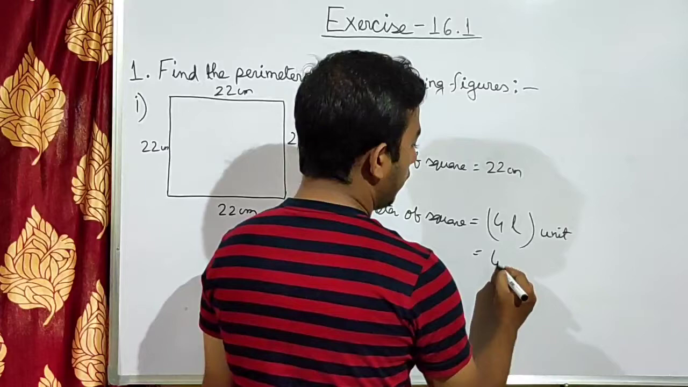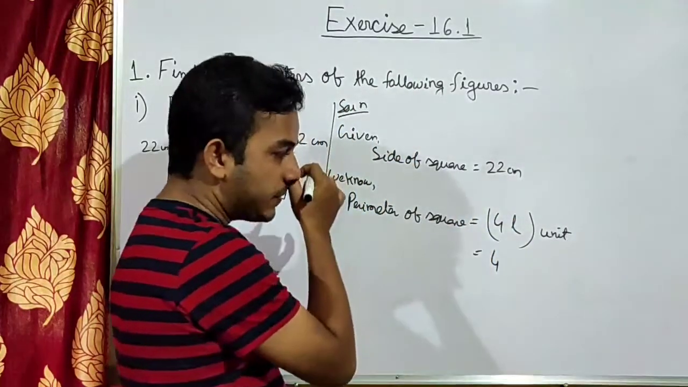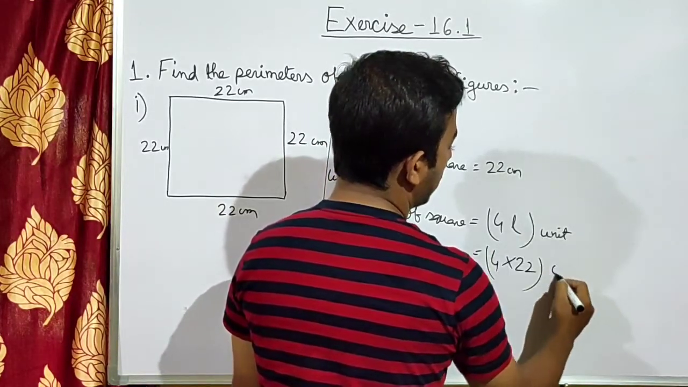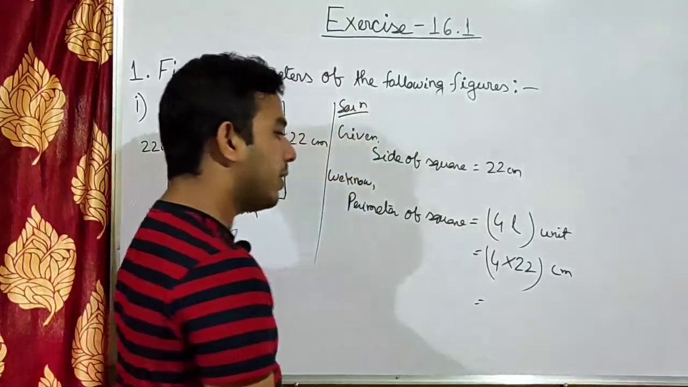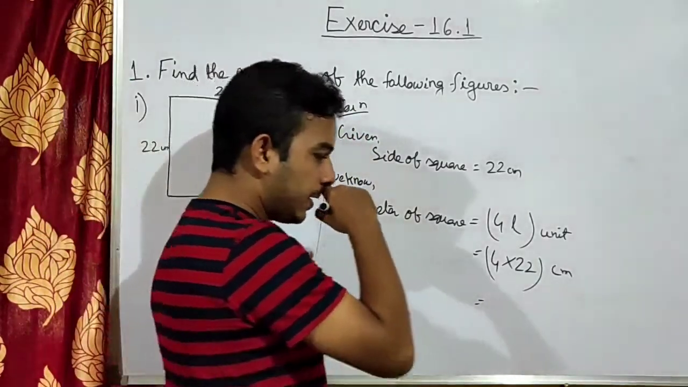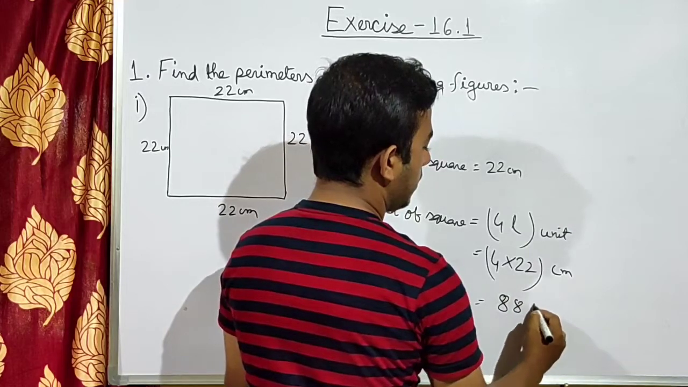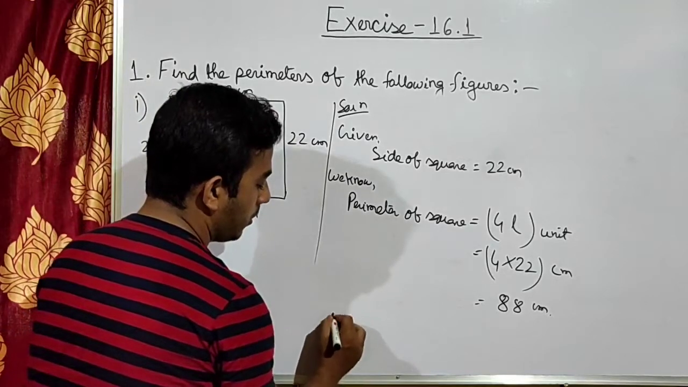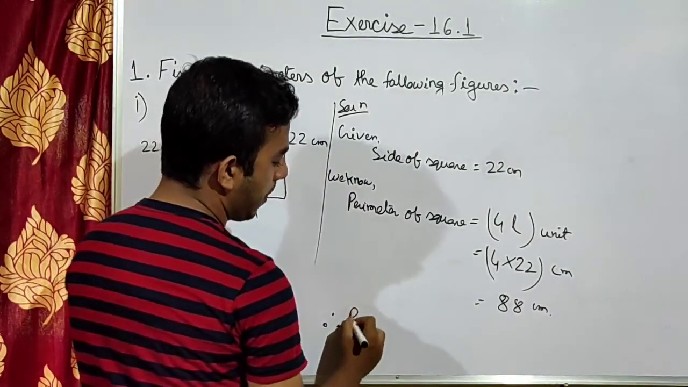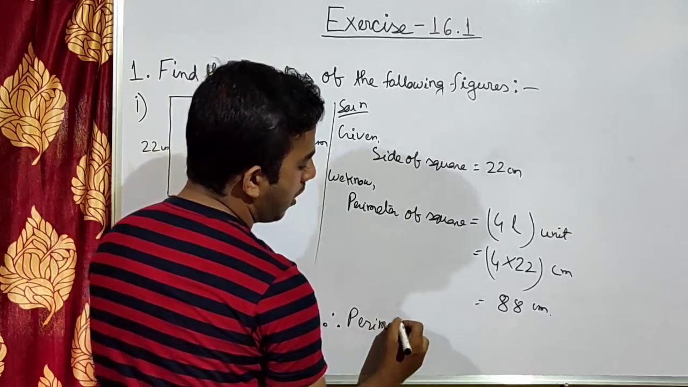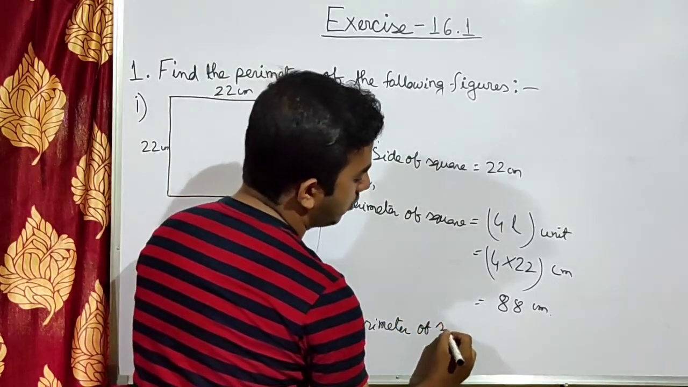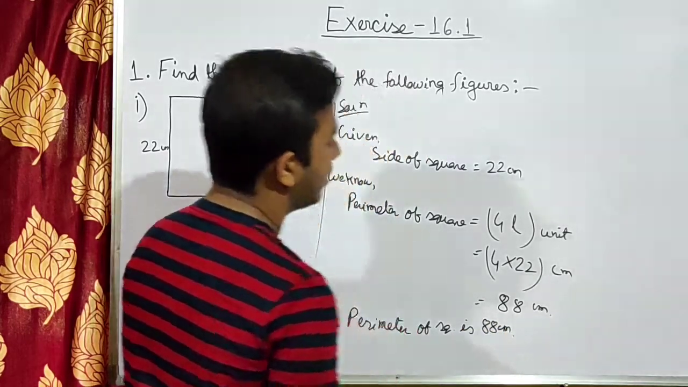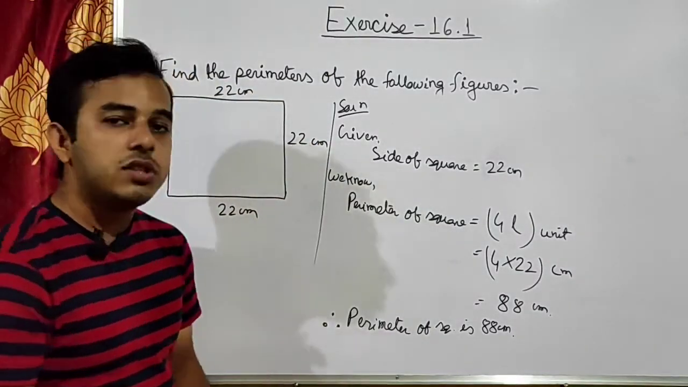So we'll write 4 in place of 4, then in place of L, what is L? That is the side of the square. So L is 22. 4 into 22, unit is what? Centimeter. So 4 into 22 is how much? 4 into 2 is 8, so it is 88 centimeter. So we'll write, therefore, perimeter of square is 88 centimeter. Clear?